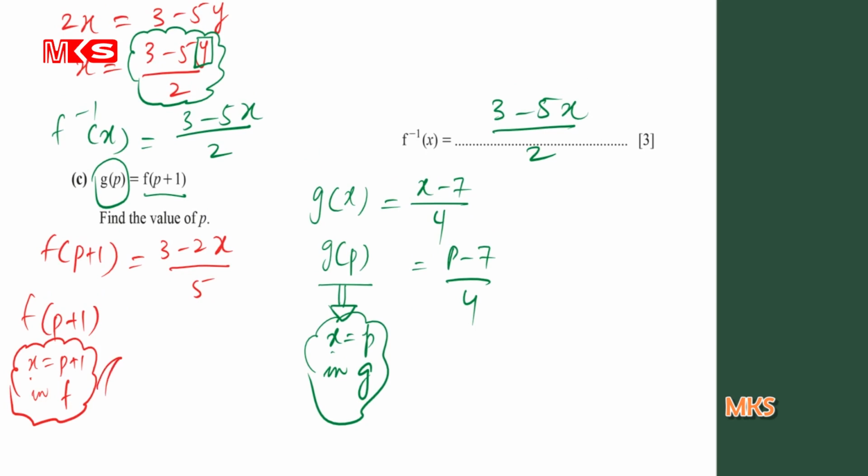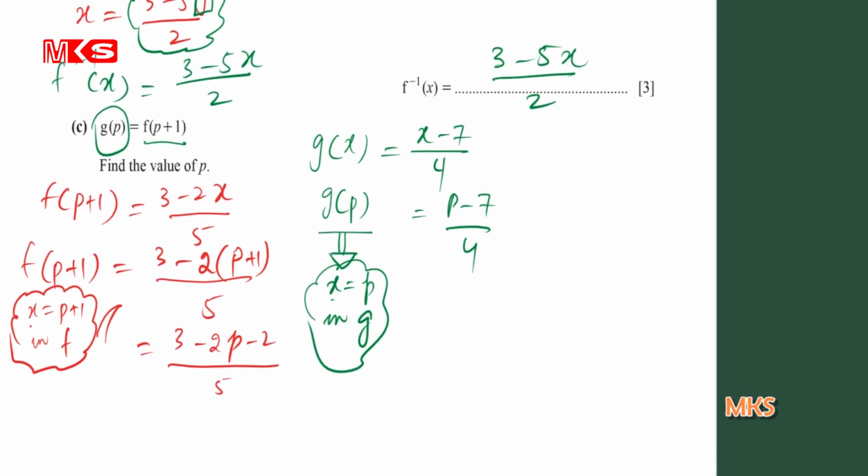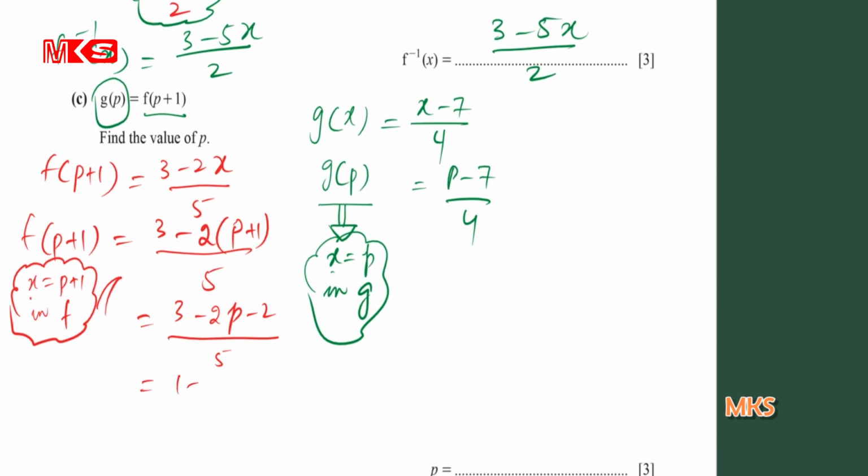तो वो क्या होगा हमारे पास, that will become 3 minus 2 और ब्रैकेट में आ जाएगा p plus 1, यानी x की वैल्यू जो होगी वो आपके पास p plus 1 हो जाएगी over 5, and that is 3 minus 2p minus 2 over 5. तो ये आपके पास आ जाएगा 1 minus 2p over 5. In the question it is given that g of p is equal to f of p plus 1.